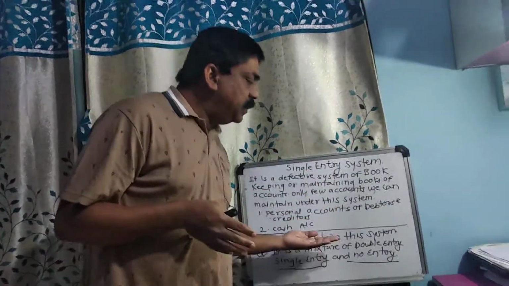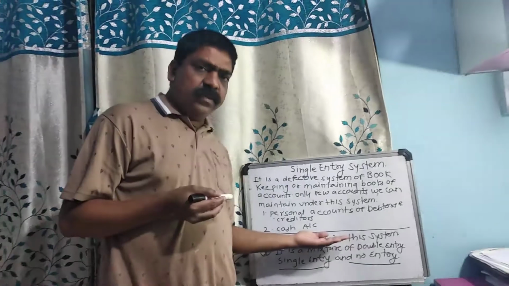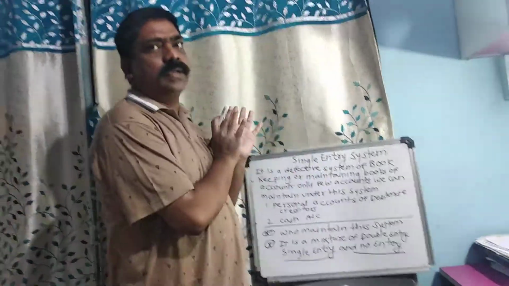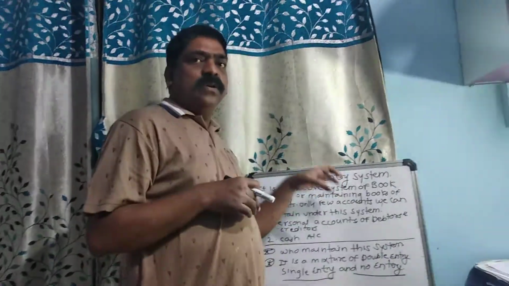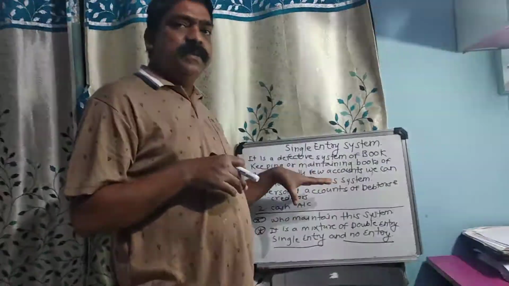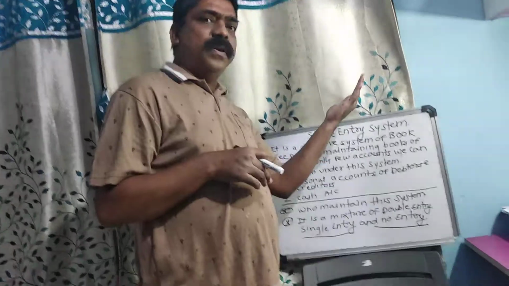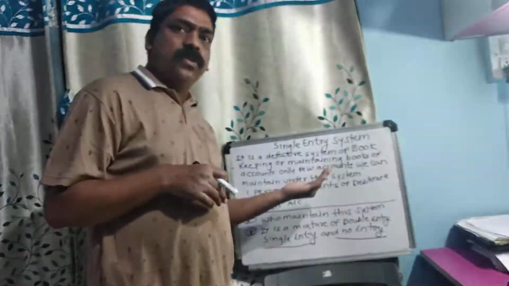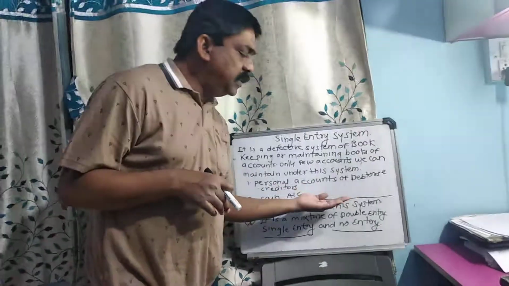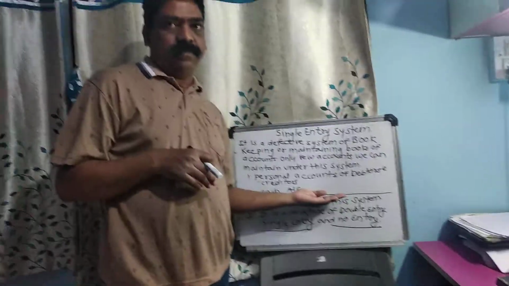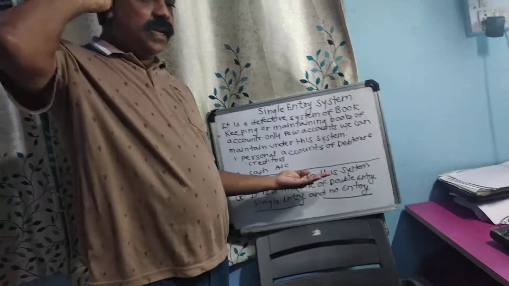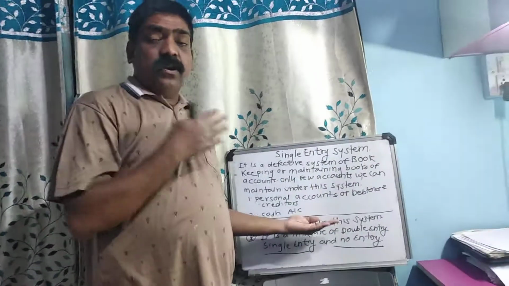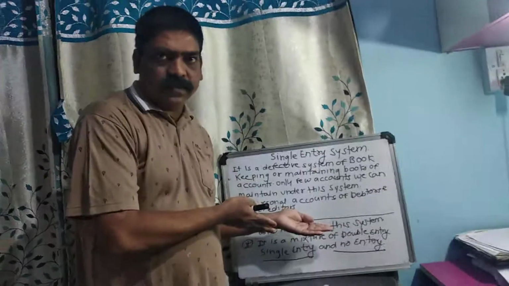And who maintains this system? See, only a few businessmen maintain this system. These businessmen include shoemakers, furniture makers, or grocery shop dealers. So they maintain this system of books of account, correct? And they maintain only these three accounts. That's why they cannot prepare their final accounts, correct?